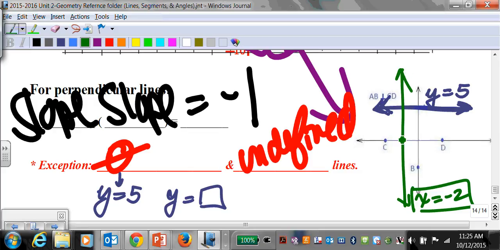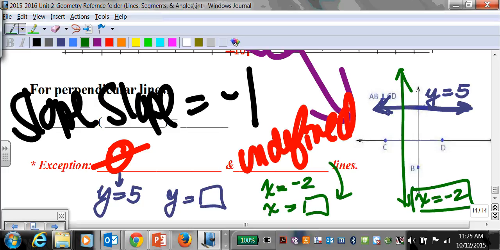What's the slope of the green? Out loud, guys. Show me with your arms. What's the slope of the green? Show me with your arms. Yes, undefined. So any x equals line is going to be undefined.